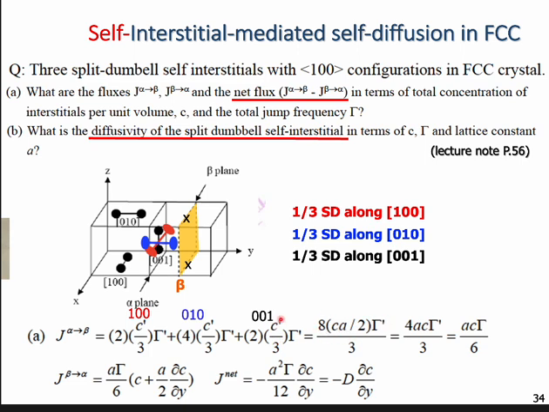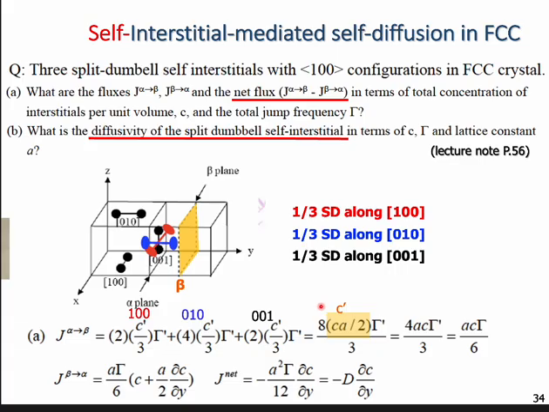And since C prime should be converted to volume density, I also try to draw the volume to contain them. So it would also be C times A divided by 2. So I got 4AC gamma prime divided by 3. Okay, but here the question asks for the answer in terms of C.